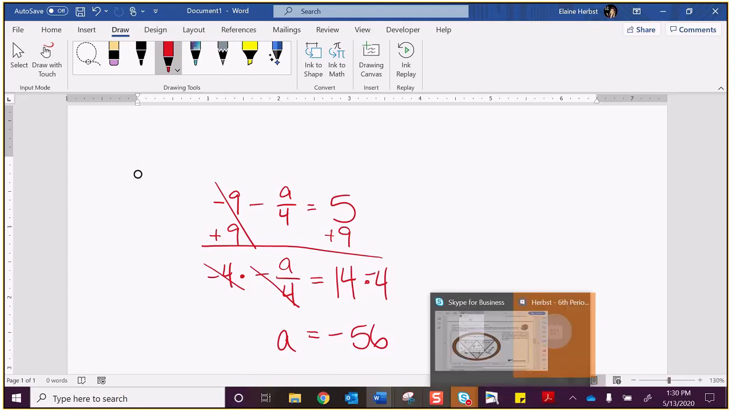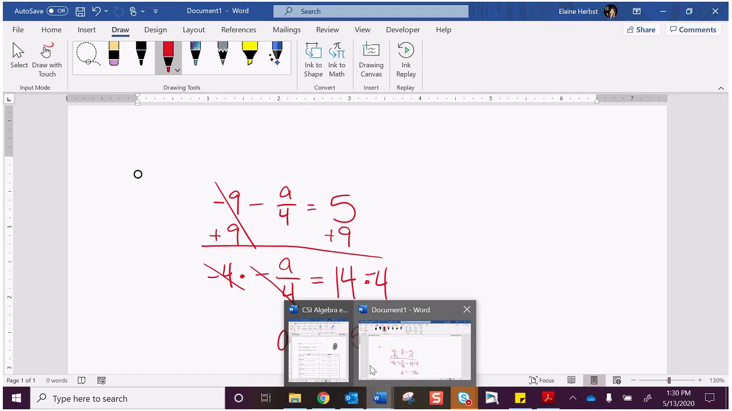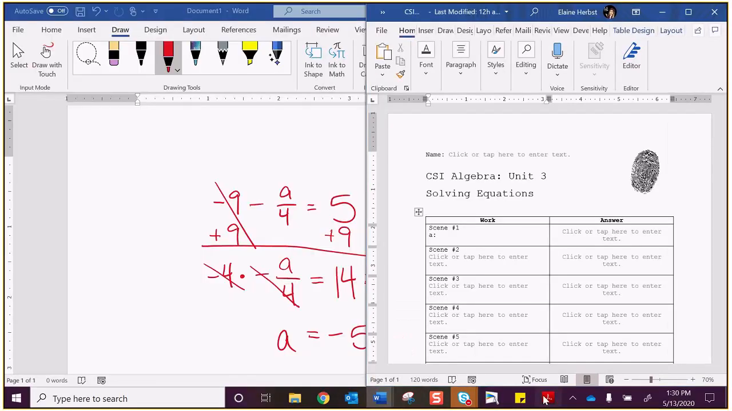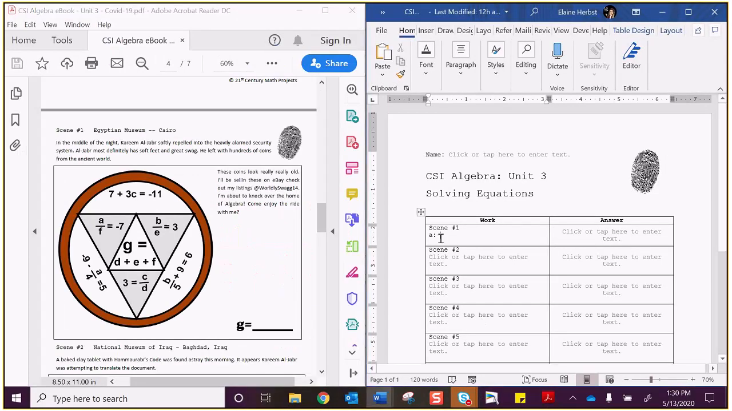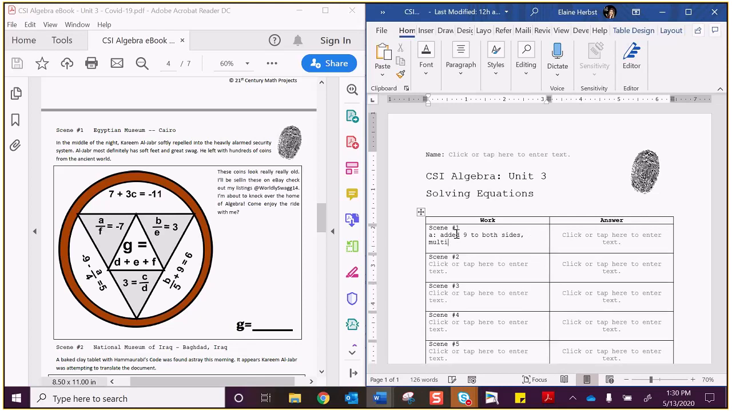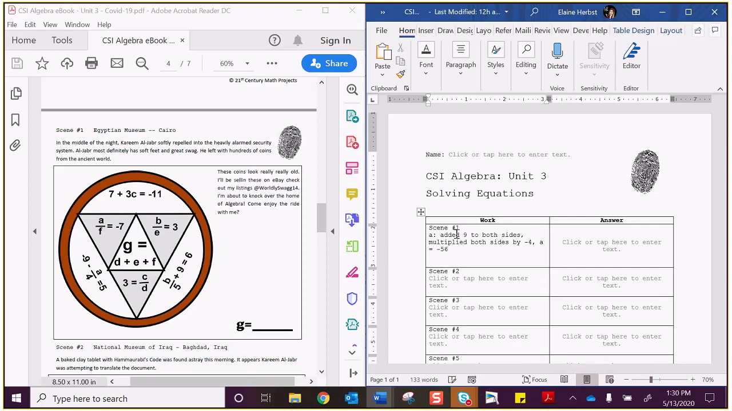So now when you go to your worksheet, your workspace page, because I don't expect you to show all of that. That's really hard to do when you're just typing. So you might say something like this: added 9 to both sides, and then multiplied both sides by -4, and then maybe you want to say something like A equals -56. So that's how we solved for A.